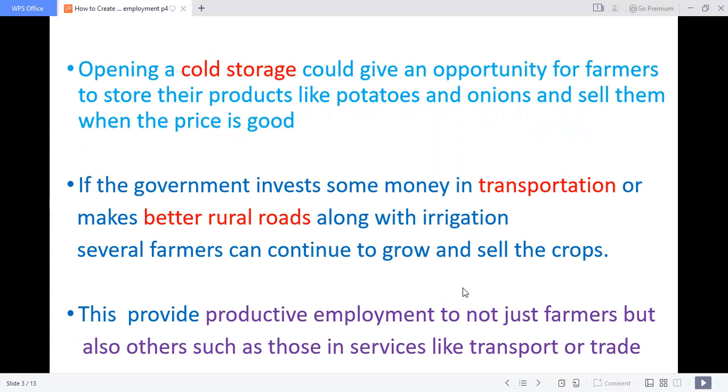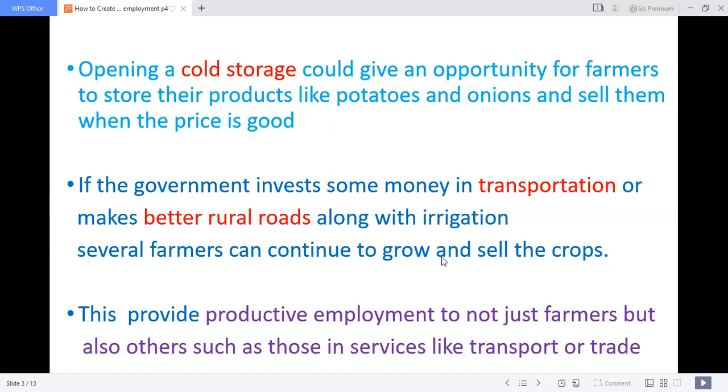What is cold storage? It could give an opportunity for farmers to store their products like potatoes, onions, and sell them when the price is good. See, the farmers have to sell their product even if they are not getting better prices. They cannot wait because they do not have storage, cold storage facilities.